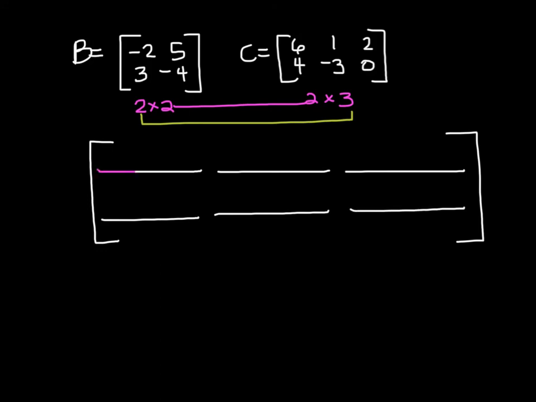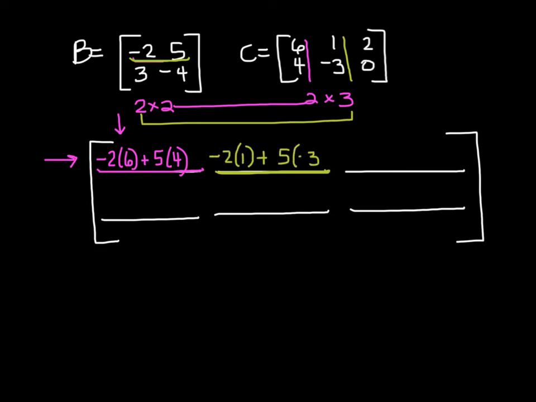Okay, what element is this? This is the first row and the first column. So I'm going to multiply the first row and the first column. So it'll be negative 2 times 6 plus 5 times 4. This element is the first row, the second column. I'm going to multiply the first row by the second column. So negative 2 times 1 plus 5 times negative 3.